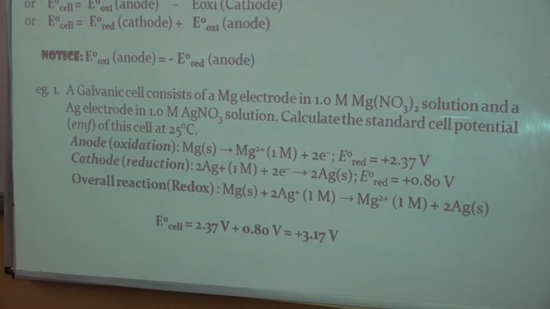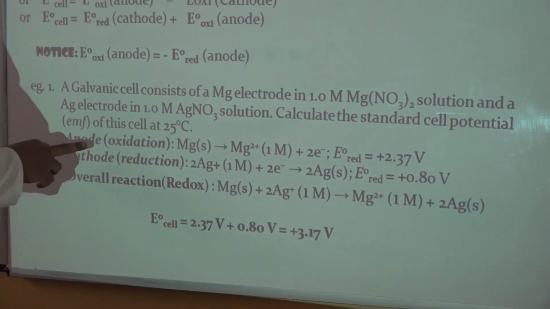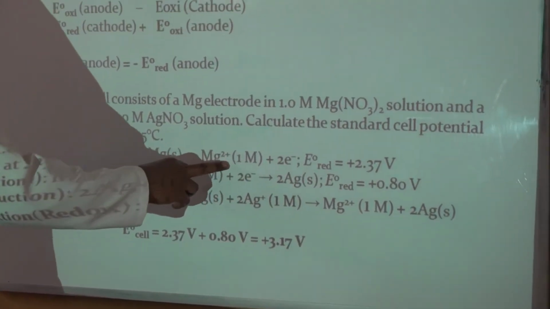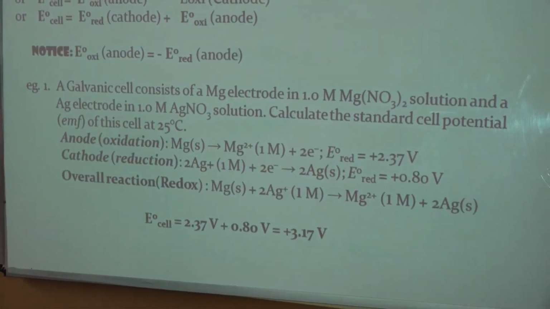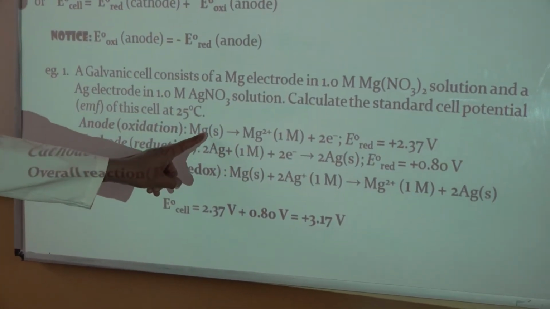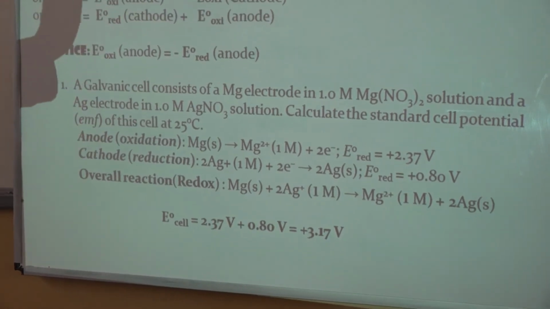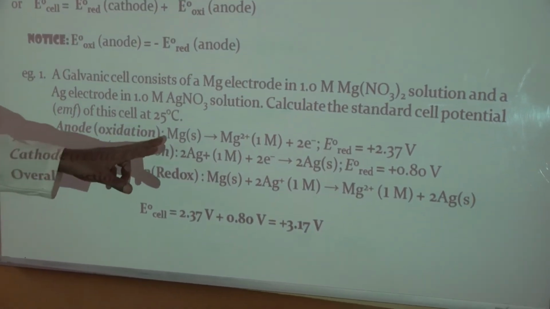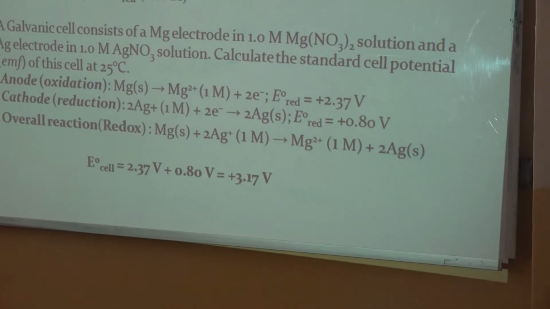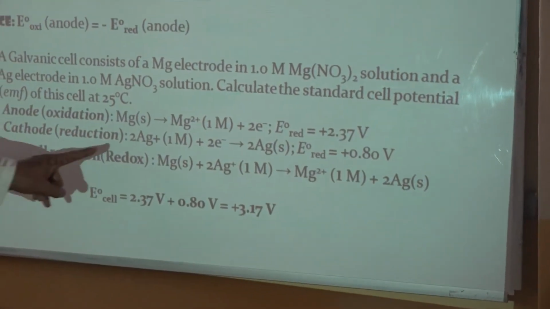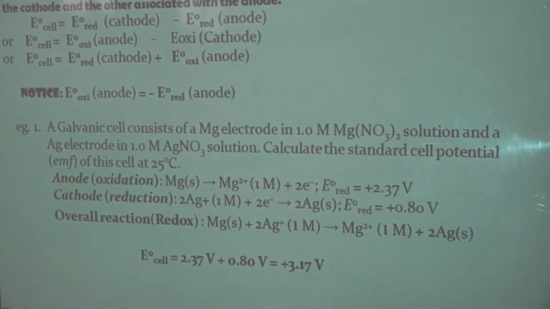Here in the galvanic cell, the values are given for the anode, magnesium to magnesium 2 plus, E of reduction is 2.37. It is not reduction. Sometimes the standard, as I already told you, is given as a reduction value, but sometimes you may be given oxidation. Magnesium is oxidized here, and silver from plus to 0 means it is reduction.